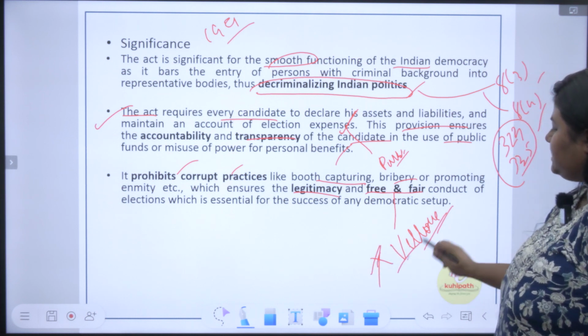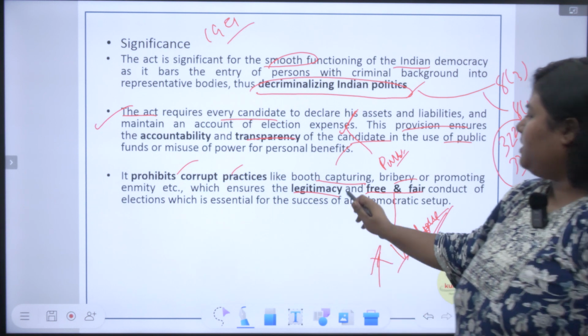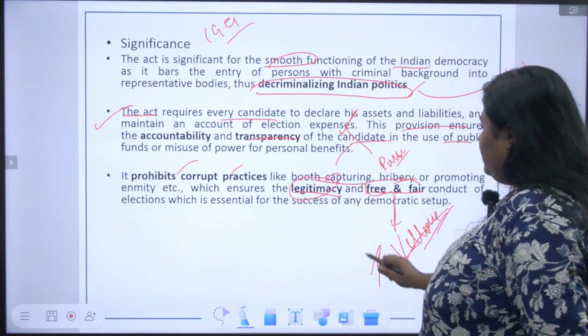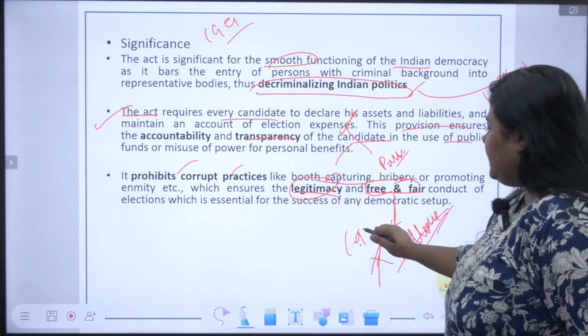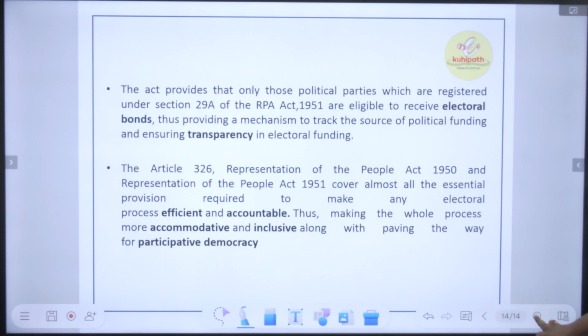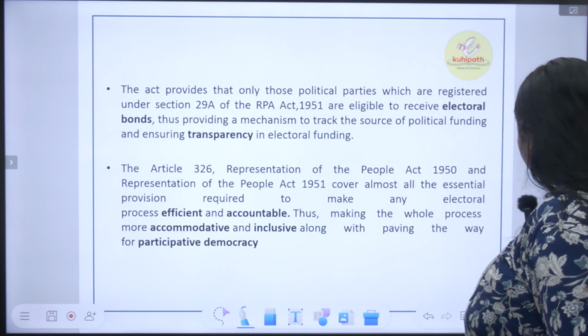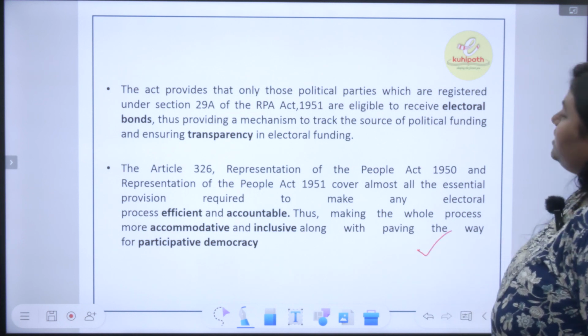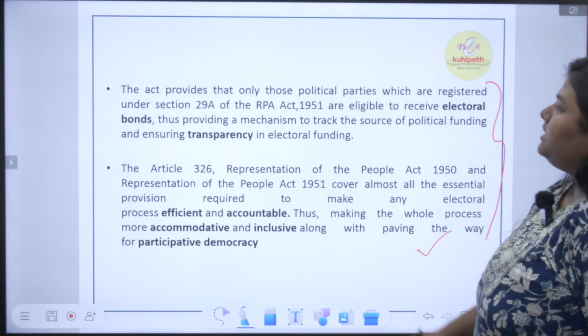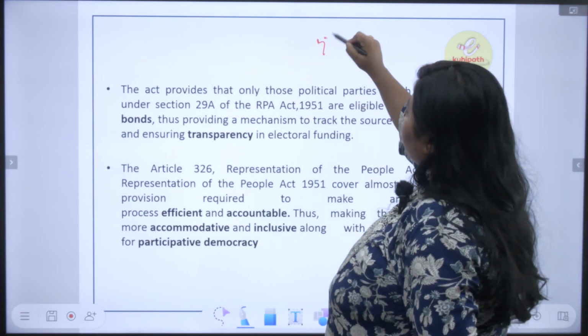If you remember this example of Vellore constituency, you will remember that it is an example of legitimacy and free and fair elections. If you remember it, please write it on your paper, so that your answer will be a little bit more different from your fellow competitors. Fine. So here we have come to the last slide of our discussion today, which is a type of conclusion. We first discussed Article 326.